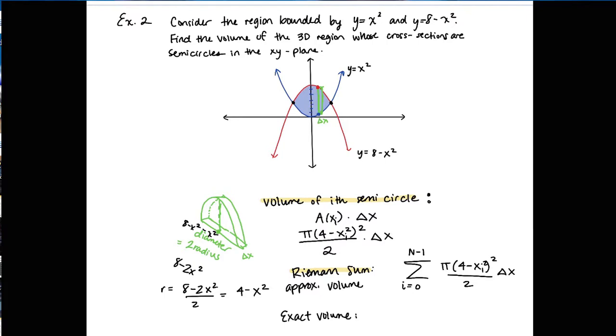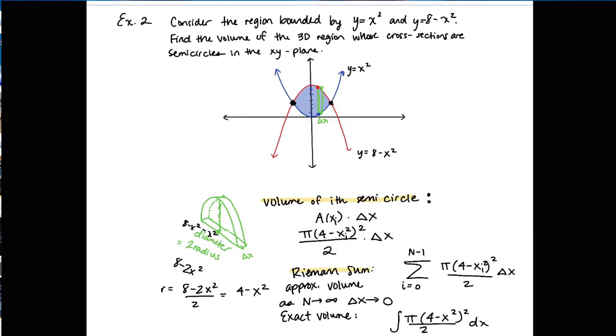Is found as n goes to infinity: the thickness of your slices goes to 0, your accuracy increases, and you have your integral. So the delta x part goes away. We drop all the x sub i notation. We just have pi 4 minus x squared, quantity squared, over 2 dx. And we are going to integrate that from where do we start slicing to where do we stop. So we're working left to right. We start at the intersections.